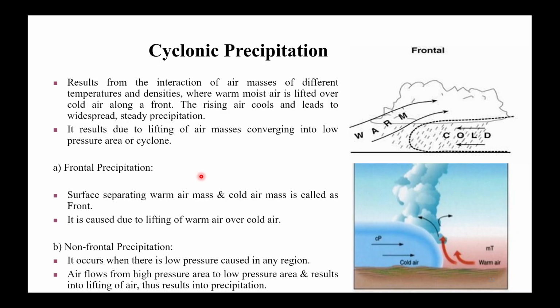Now, the next type of cyclonic precipitation is non-frontal. Non-frontal precipitation occurs because of a property of wind, that wind will always flow from a high pressure region to a low pressure region, just as water flows from a high concentration to a low concentration region. That is the physics, or the nature of the universe.